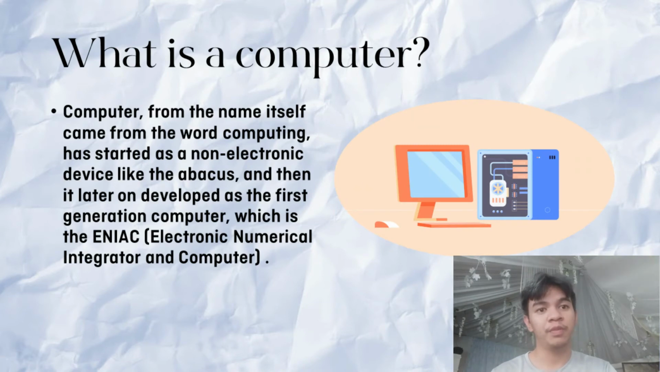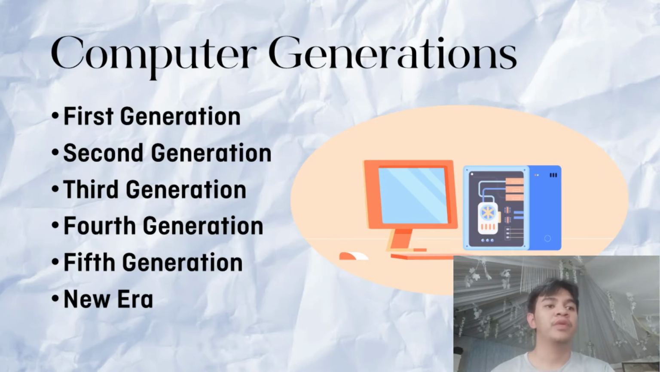The word computer came from the word computing, and it started as a non-electronic device like the abacus, and then later developed as the first generation computer, which is the ENIAC, the Electronic Numerical Integrator and Computer. The generations are simply first, second, third, fourth, fifth, and the latest as the new era. We shall start with the first generation.